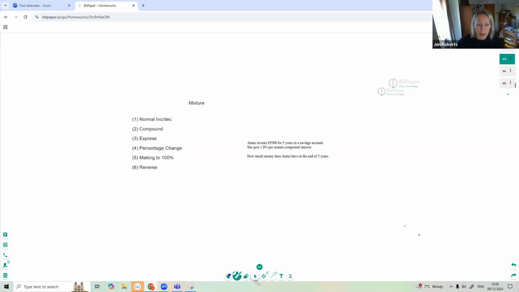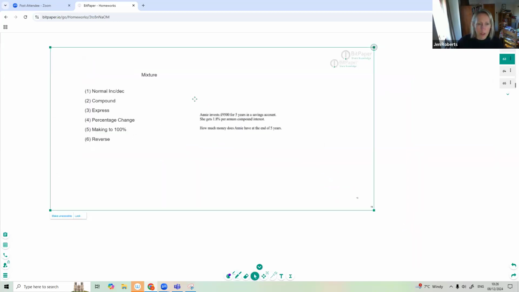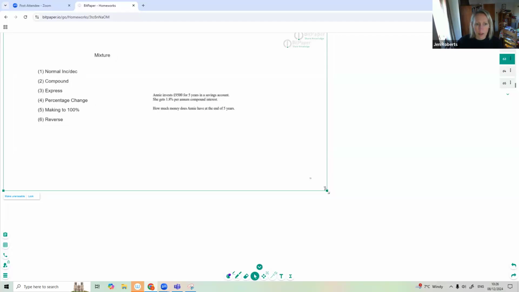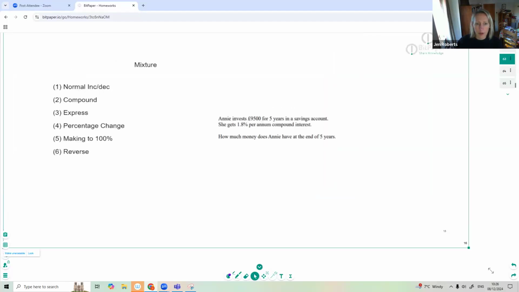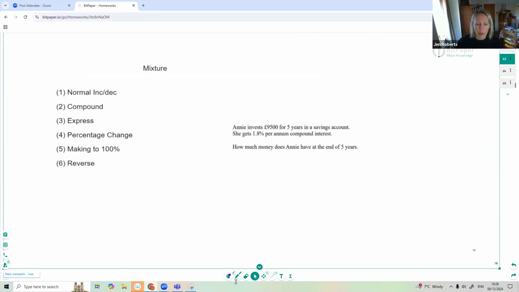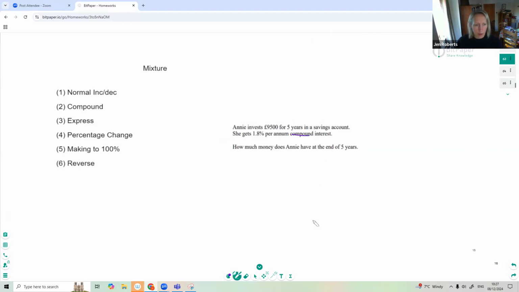Annie invests 9,500 for 5 years in a savings account. She gets 1% per annum compound interest. How much money does she have at the end of 5 years? Well, this even says the word in it, compound interest. But it doesn't always say that. So what you're looking for with these questions is an increase or decrease over a certain period of time. So over a number of years, a number of minutes, a number of days. It's happened more than once. That's what you're looking for in a compound question.